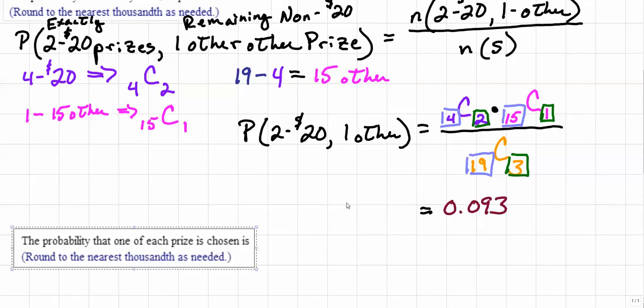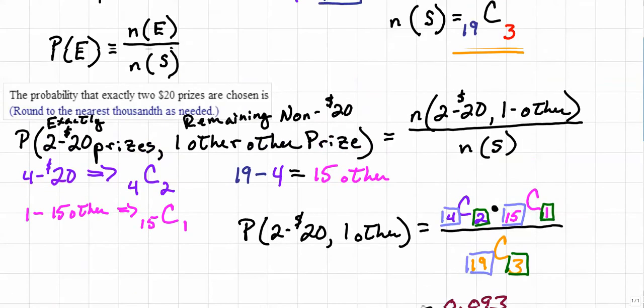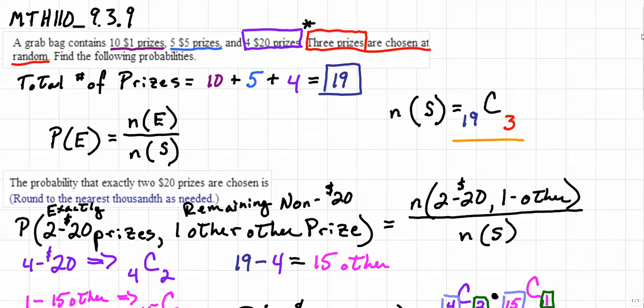The next probability that we're going to find is that one of each prize is chosen. So now, scrolling back up, remember, we have 10 $1 prizes, 5 $5 prizes, and 4 $20 prizes. And 3 prizes are chosen at random, and now we want to determine the probability that I'll get a $1 prize, a $5 prize, and a $20 prize when I draw at random.